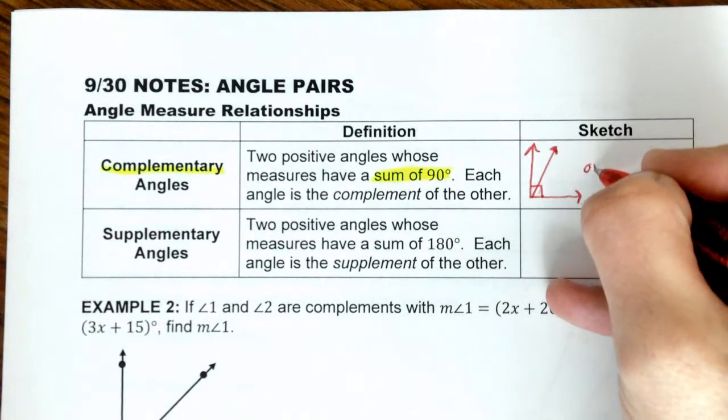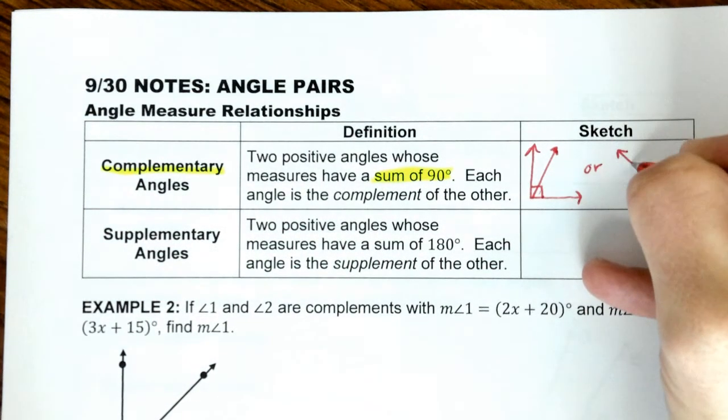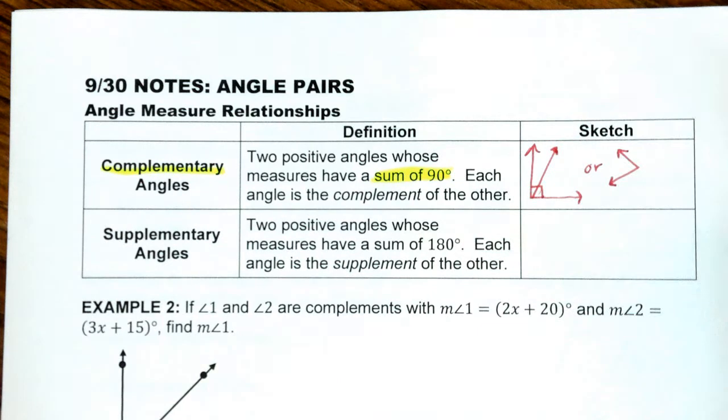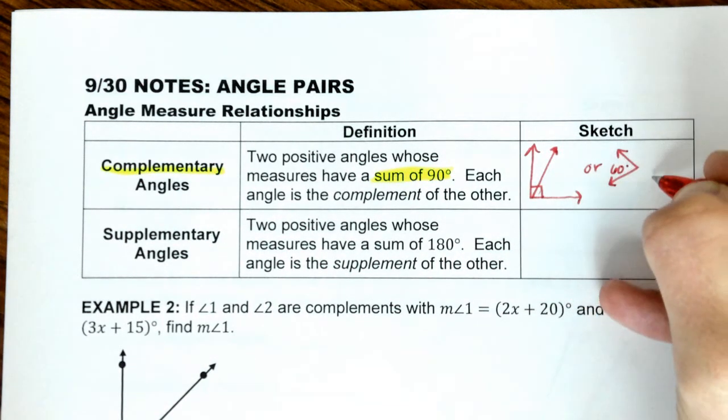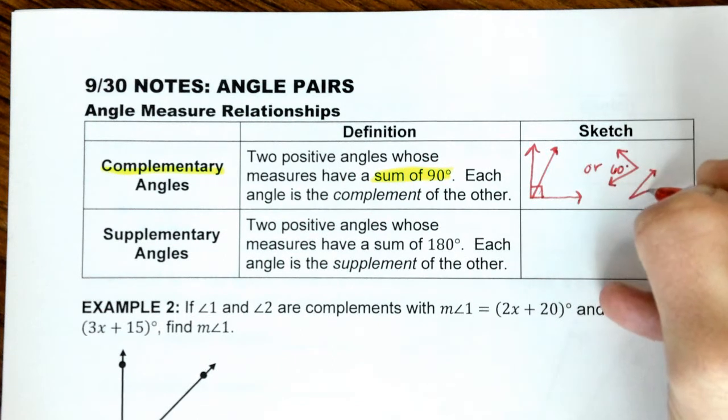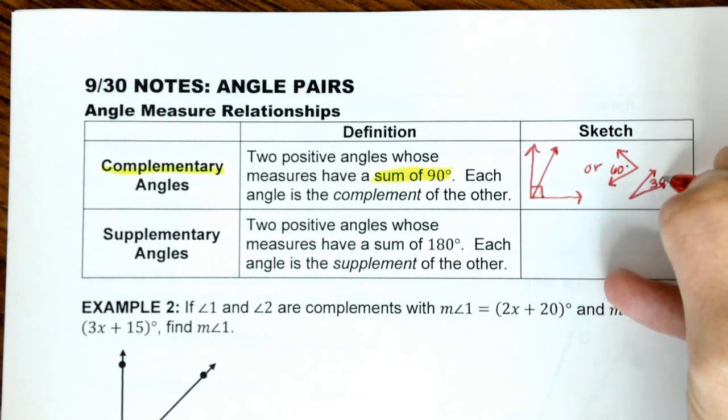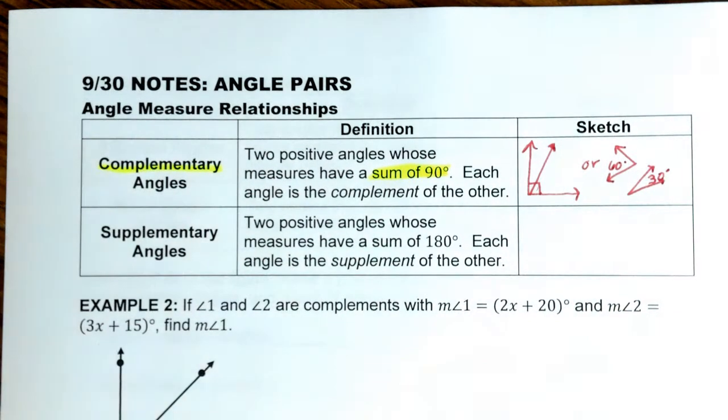But with complementary angles, you may also have two angles that are completely separate. So here, let's say this is 60 degrees, and then you could have another angle right here that we say is 30 degrees. They do not have to be connected. We'll learn what that means a little bit later.